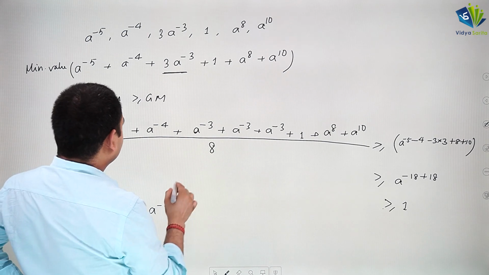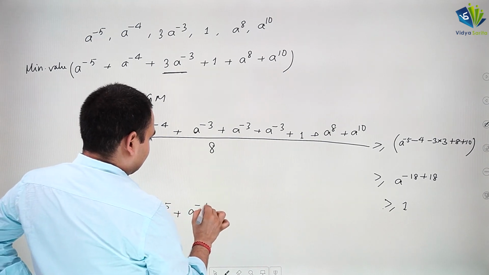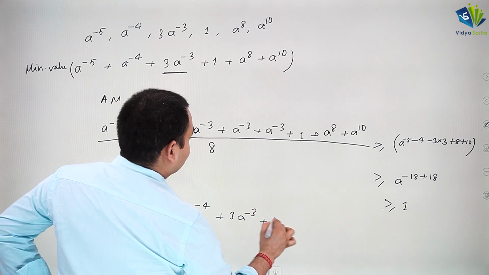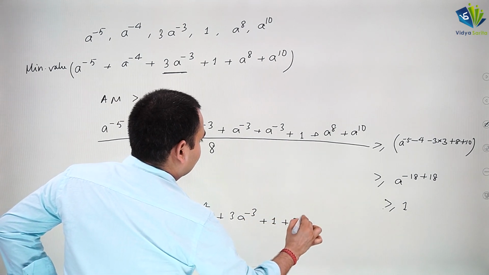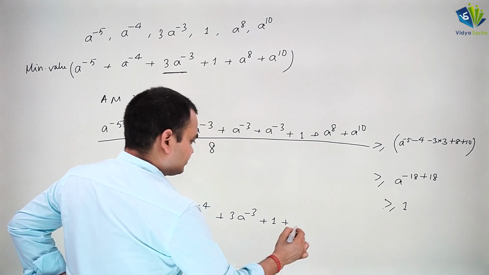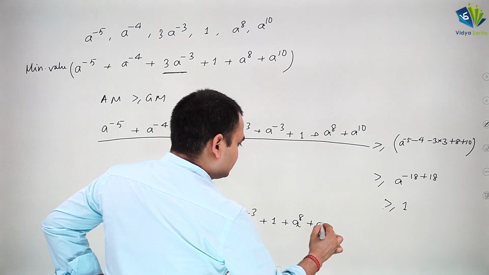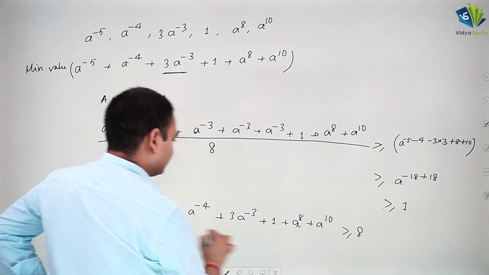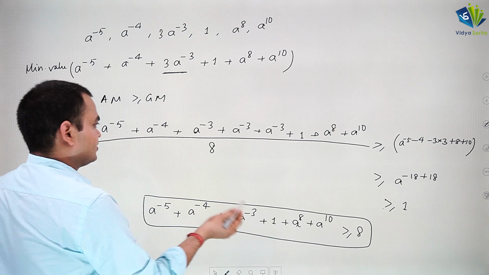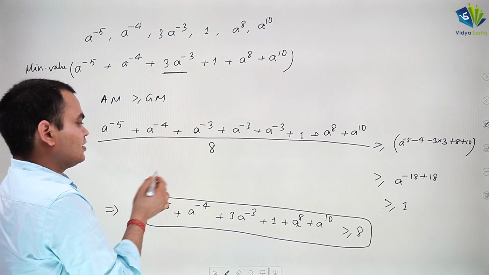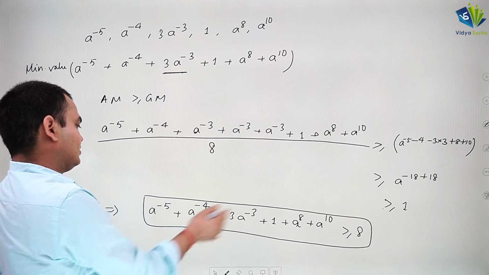Now we have got that a to the power minus 5 and the rest of the sum is greater than or equal to 8. So the answer is 8. The minimum value of this quantity is 8. So we have to apply AM greater than or equal to GM very intelligently, and then you can see the answer was 8.